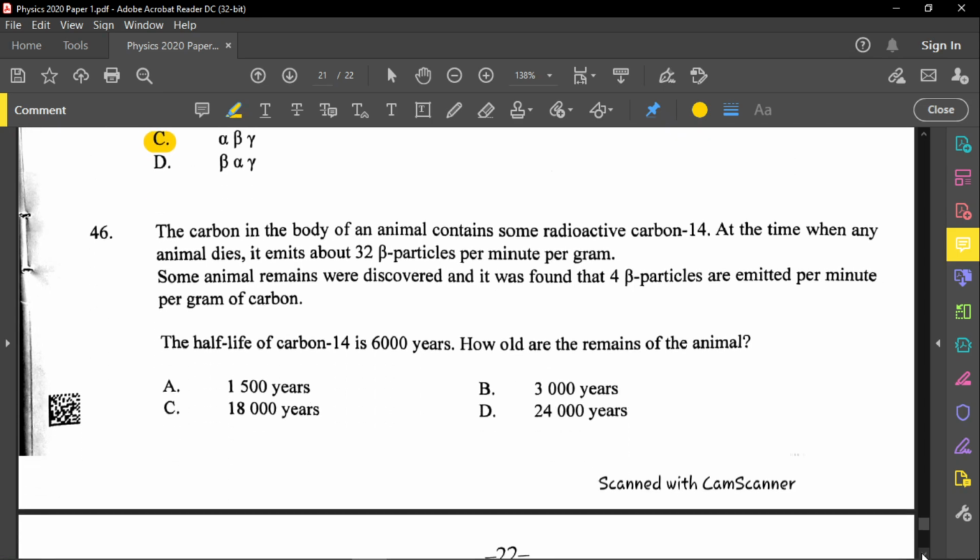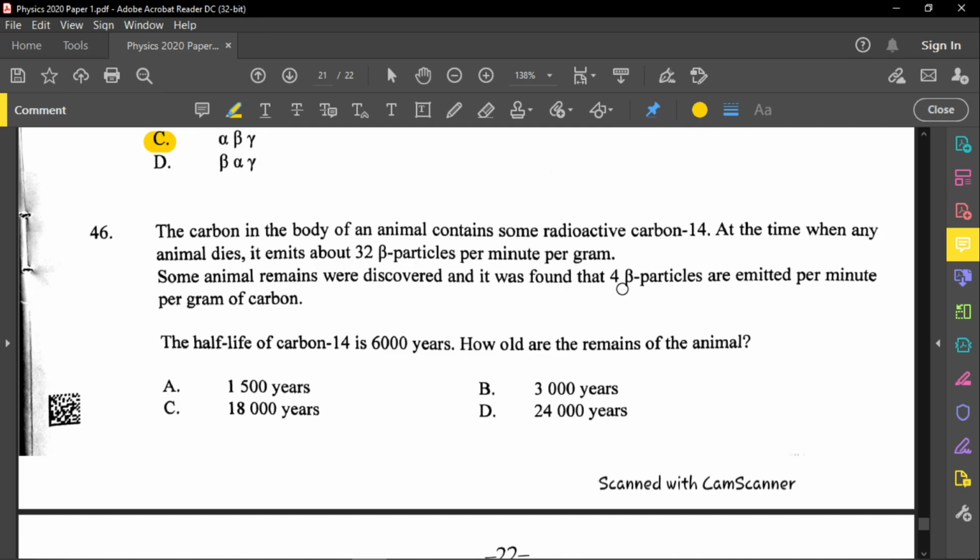Now 46 here, it reads, it said the carbon in the body of an animal contains some radioactive carbon-14. At the time when any animal dies, it emits about 32 beta particles per minute per gram. Some animal remains were discovered, and it was found that 4 beta particles are emitted per minute per gram of carbon. So what I want to look at in these remains now, right? Again, we have 32 beta particles per gram being emitted. That's what they started out with.